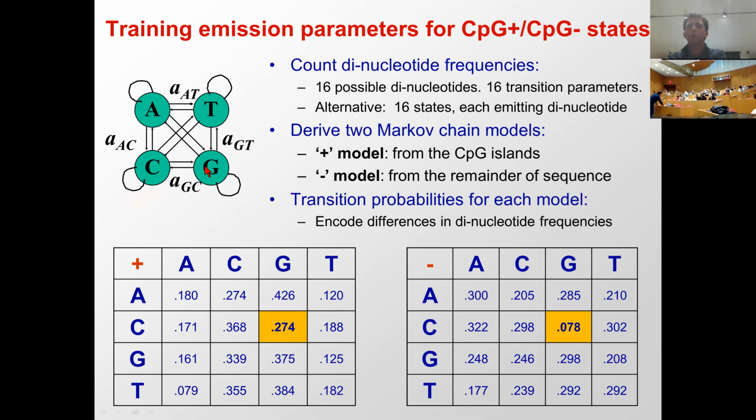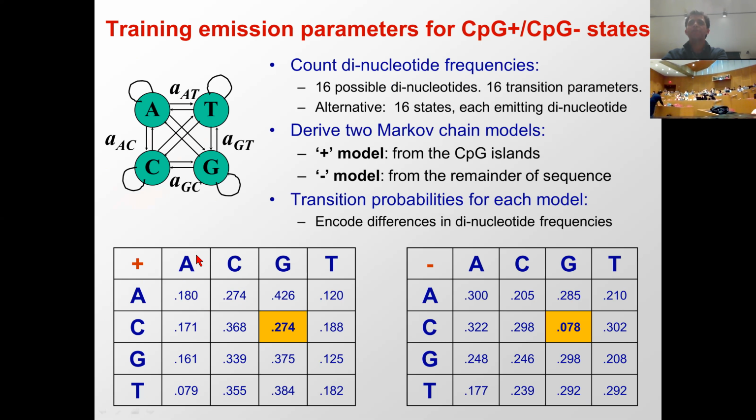Because we have so many different parameters, every transition basically gets its own probability. To encode that there's a dinucleotide A and C, I can simply transition from the A nucleotide to the C nucleotide with whatever frequency the AC dinucleotide appears. Does that make sense?